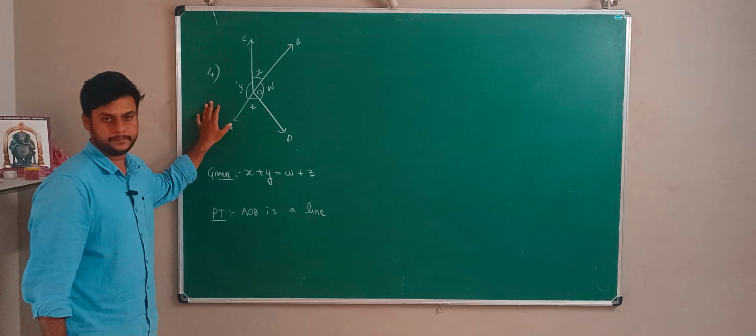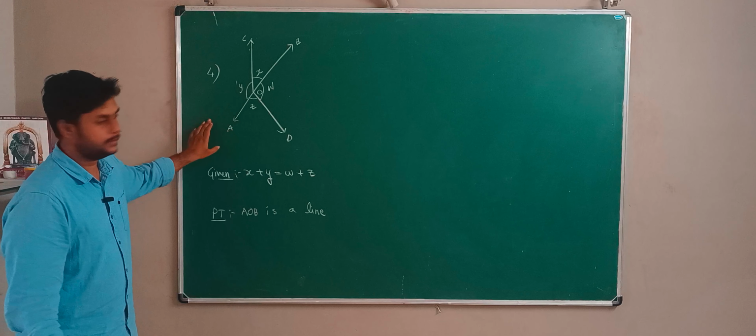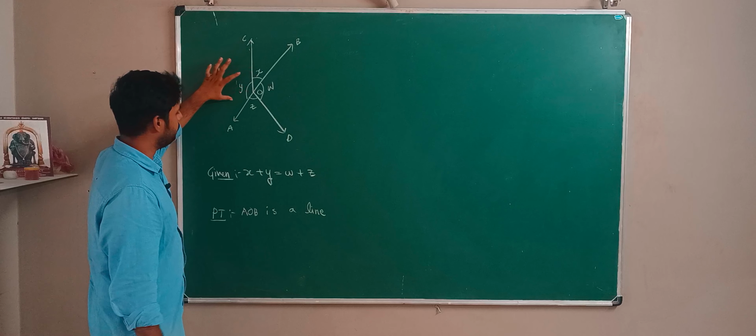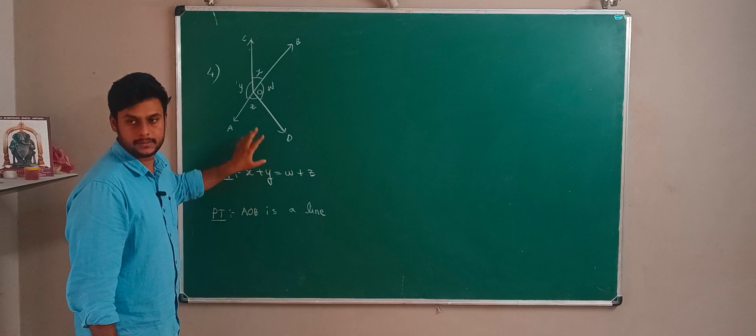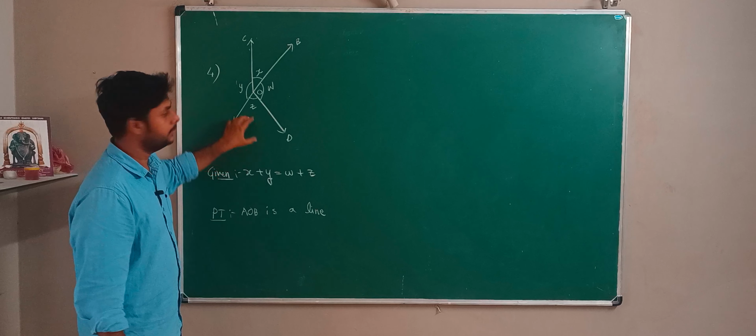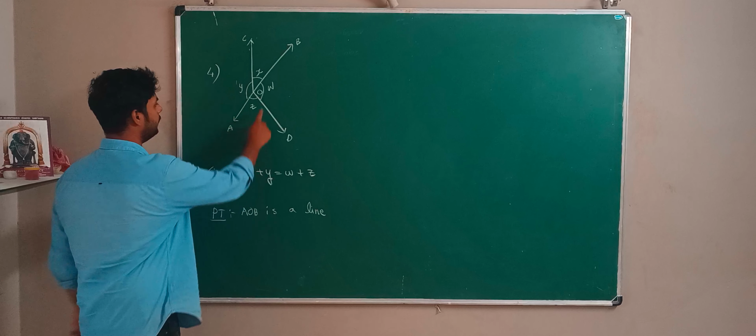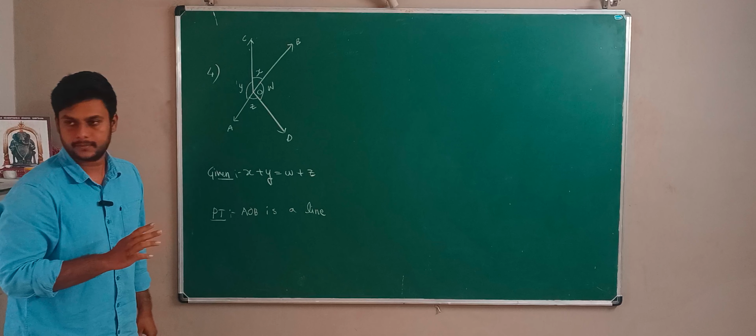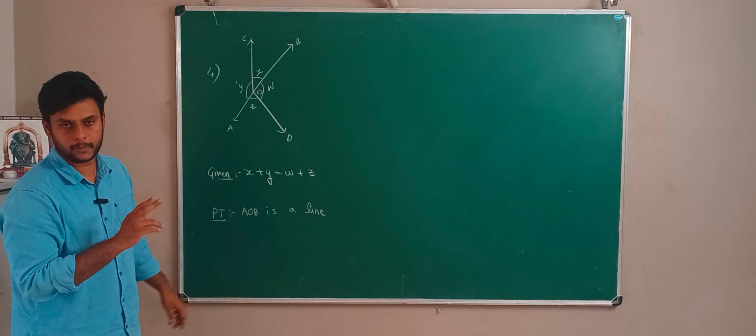This is the diagram. What is given for me? X plus y. See in the diagram. X plus y is equal to w plus z it seems. If you add that, you will get w plus z.